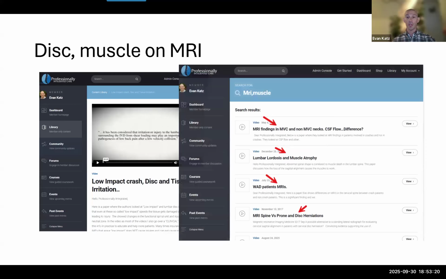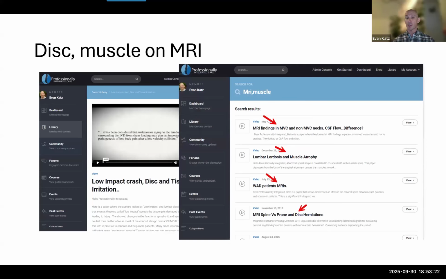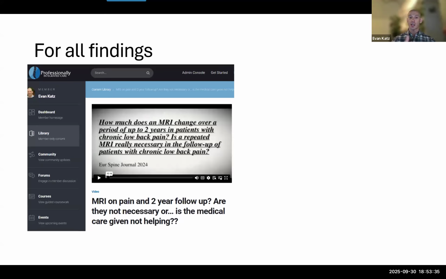Look, here's one, I just typed in MRI and muscle, right? MRI findings in motor vehicle crash and non-motor vehicle necks. Here's lumbar lordosis and muscle atrophy, whiplash patients and MRIs, supine versus prone disc herniations. There's so much evidence on here. How much does an MRI change over a period of up to 2 years, right? They actually showed that they do get worse. They do end up with pain.